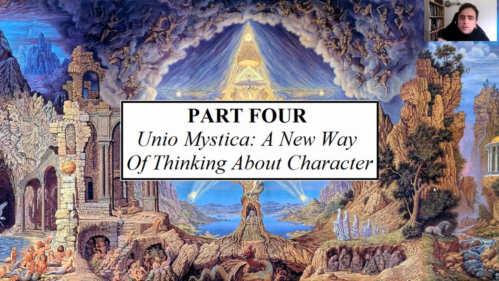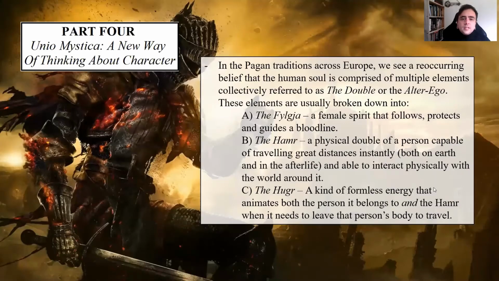So we're going to just move on straight into part 4 now. So this is Unio Mystica, which means mystical union in Latin. And this is a new way of thinking about character. So in the pagan traditions that are found across Europe, we see a recurring belief that the human soul is comprised of multiple elements collectively referred to as the double or the alter ego.